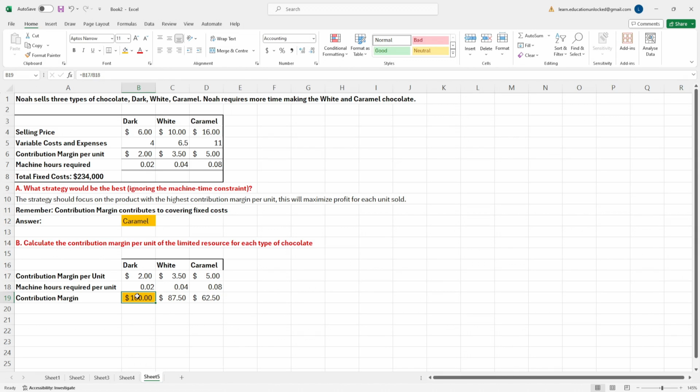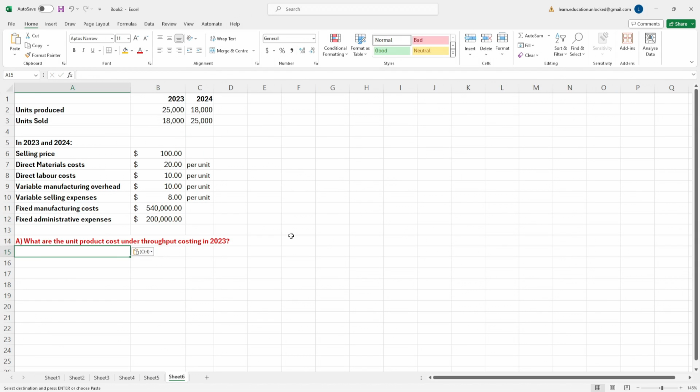So make sure, if that ever becomes a question, you take into account your machine hours required. How I did that is just your contribution margin per unit divided by your machine hours required per unit. All right, guys, so we have our chapter 8 costing methods example here.